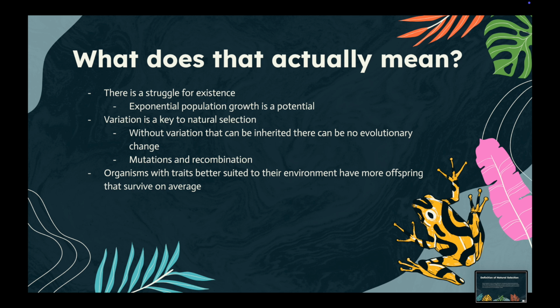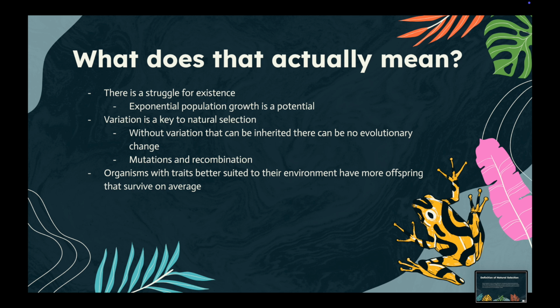So what does this actually mean? There is a struggle for existence. A species will have exponential population growth. That is always a potential. But at some point, the environment is not fit for any more organisms of that species to exist. And so there is a struggle for that existence. There is competition there.